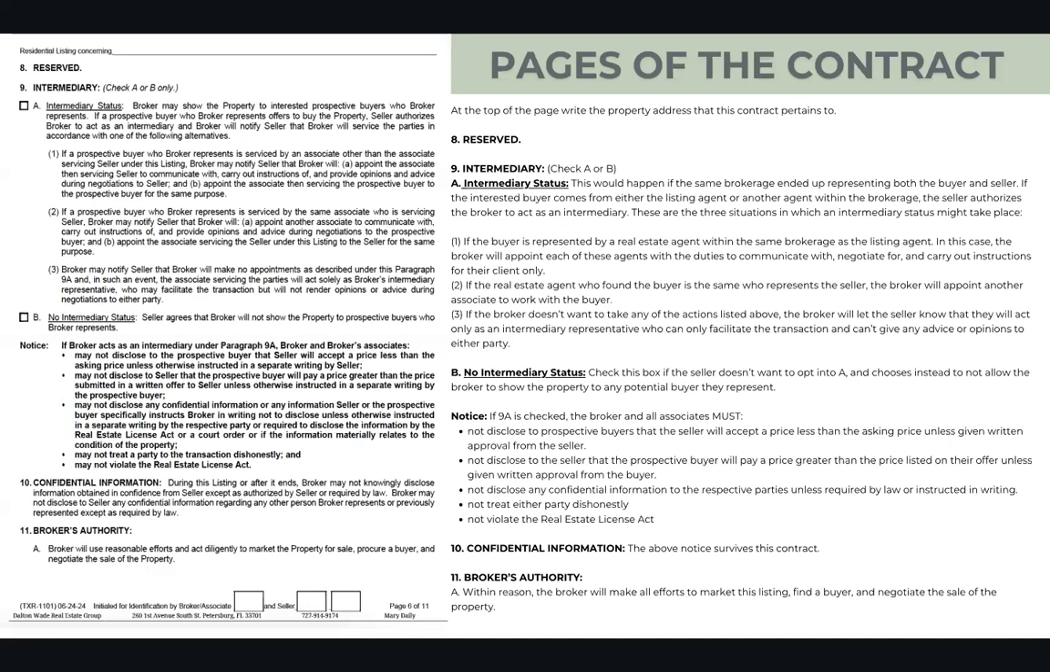They will not disclose any confidential information to their respective parties unless required by law or instructed in writing. They will not treat either party dishonestly, and they will not violate the Real Estate License Act. And then the above notices will survive this contract. Number 11 is broker's authority. Within reason, the broker will make all efforts to market this listing, find a buyer, and negotiate the sale of the property.